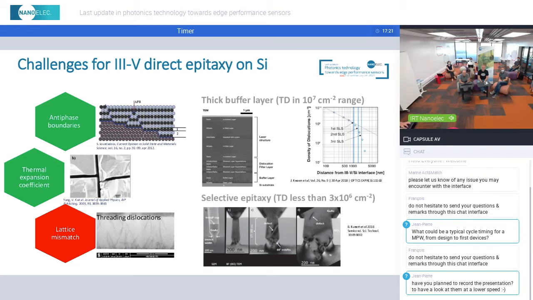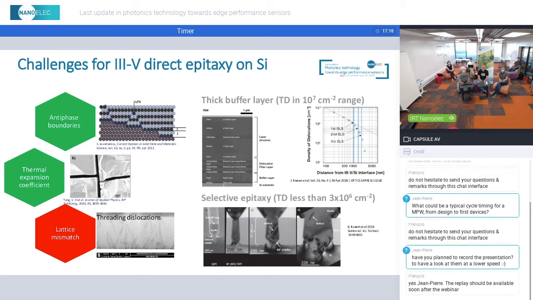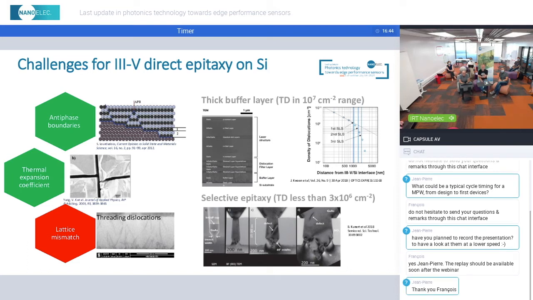The other challenge is the thermal expansion coefficient, which could lead to the formation of cracks if you grow too thick III-V layers on silicon. And as I said, as we want to realize low indium and gallium content materials and devices, we work on thinner devices. And in that case, we are not concerned with crack formation. There is still a challenge which has to be solved, which comes from the lattice mismatch between the III-V and silicon, which induces threading dislocations, which are detrimental structural defects for laser formation.